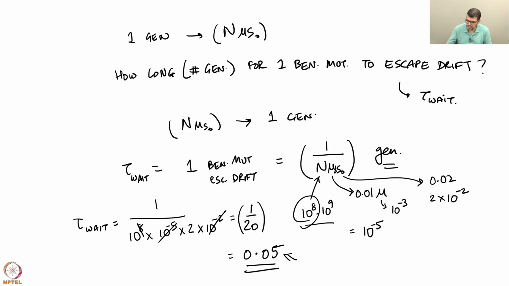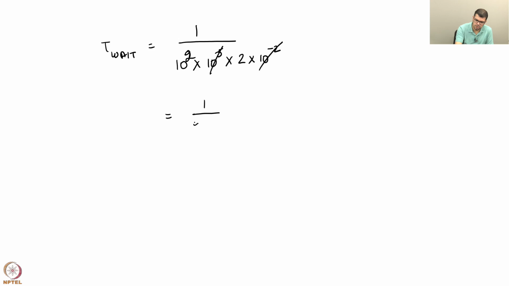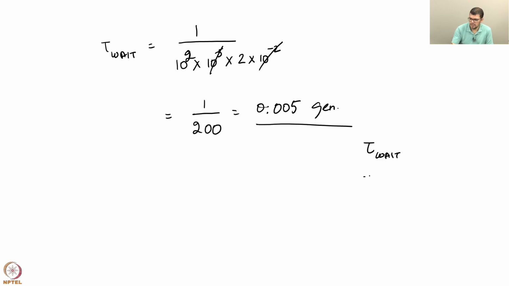What does increasing the population size do? Let us calculate tau wait, but now increase the population size from 10 power 8 to 10 power 9, which is still not very large. Mu b was 10 power minus 5 and S naught was 2 into 10 power minus 2. This is 10 power minus 7, this 9 becomes 2. So, I have 1 upon 200, which is 0.005 generations. So, as we see, when we were talking of these two regimes, we were talking of tau wait and tau fix. The waiting time associated with a beneficial mutation to arise and escape drift turns out to be much less than 1 generation. That is what these numbers are telling us.